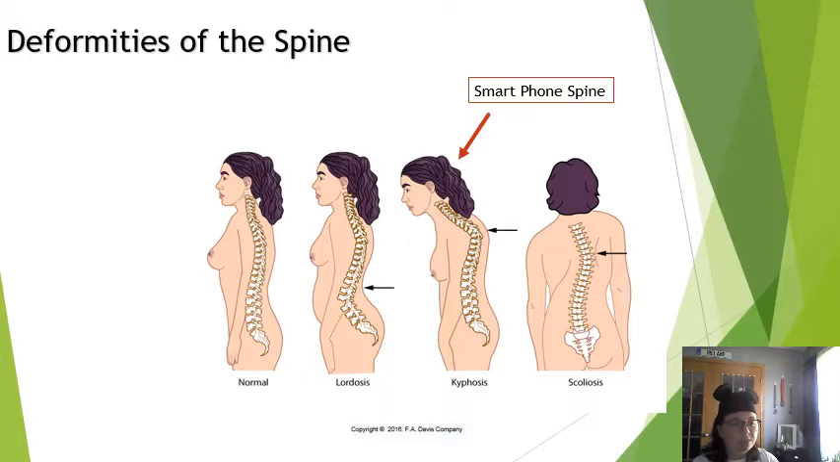Clearly, the spine is involved in this category, so the slide is a nice visual of some deformity conditions. Kyphosis is what we call the smartphone spine, so sit up straight, keep your eyes up. Typically, a curvature in this format results with old age. However, due to smart devices, we are seeing this in younger generations.